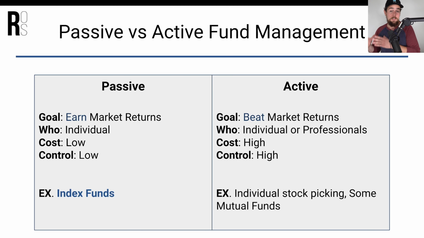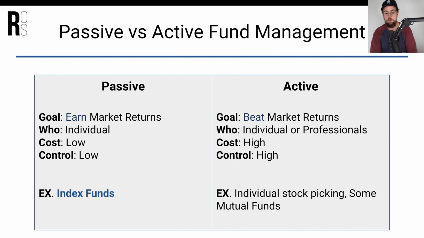Now, on the other hand, with active fund management, the goal is, of course, to beat the market returns. And this is something that both individuals as well as professionals try to accomplish. So individual retail investors will oftentimes decide to pick individual stocks themselves with the goal of beating the S&P 500, which is considered to be the average market return. Or this could be a situation where you're paying a professional, hedge fund manager or mutual fund manager who is supposedly picking and choosing stocks and funds with that same goal of beating the return of the S&P 500.